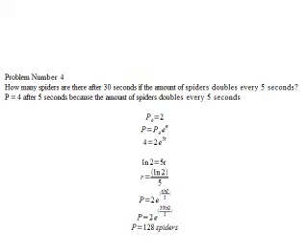We try to solve for r, and the next step we get is ln of 2 equals 5r, divide that by 5, and we get r equals ln of 2 all over 5. So when you plug in r to the given equation, you get P equals 2 times e to the t times ln of 2 over 5, and when you plug in 30 for t, you get P equals 2 times e to the 30 times ln of 2 over 5. When you simplify all of that, you get P equals 128 spiders.